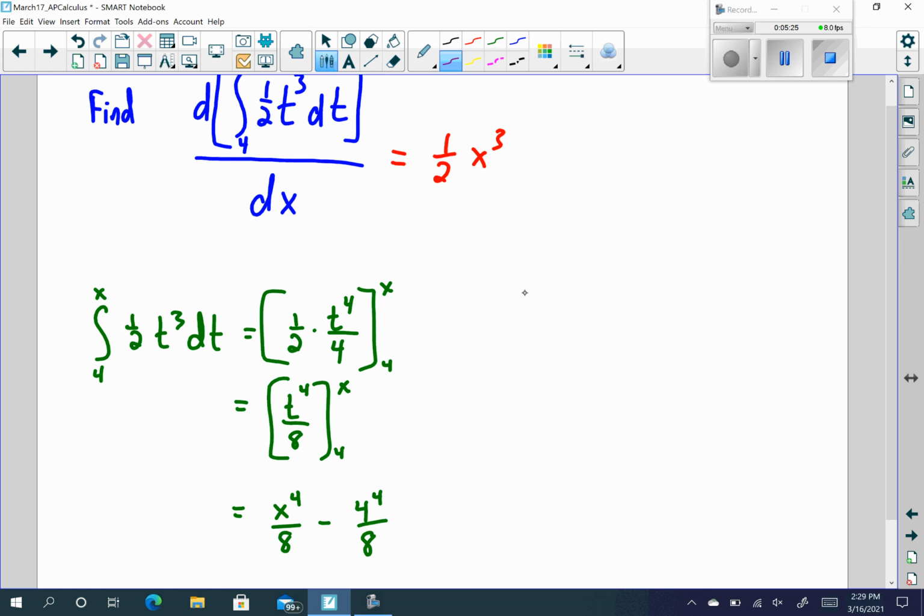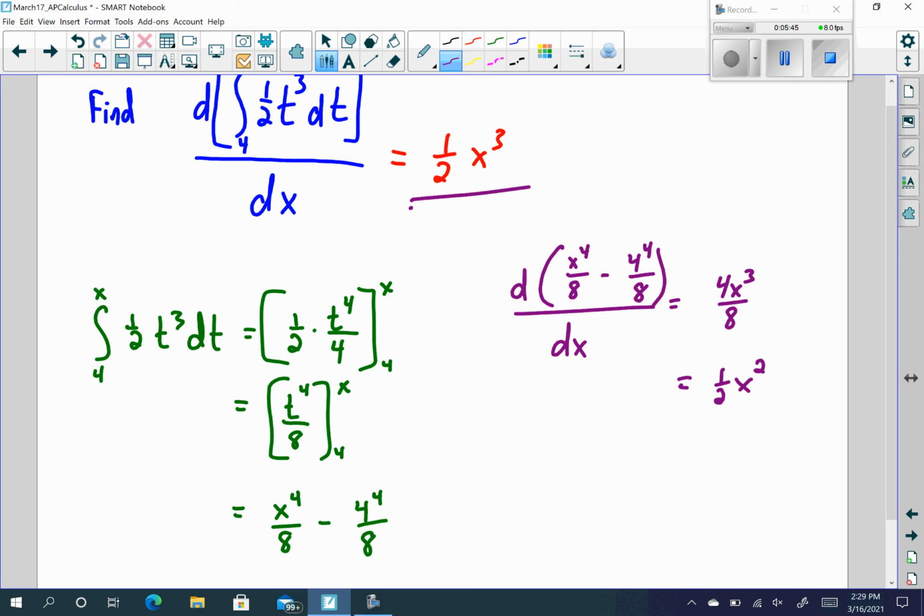Now I want to find the derivative of this. So the derivative of the first term is going to become 4x cubed over 8. Derivative of the next term, because it's a constant, is 0. So this simplifies to just 1/2 x cubed. And there it is. Now you can always do the long part here, or we could just jump straight to that shortcut answer.